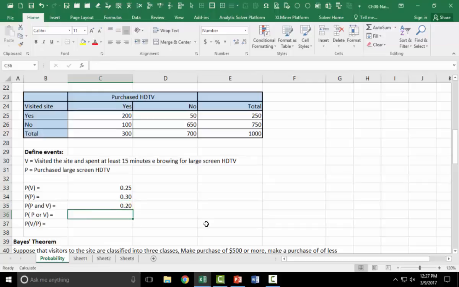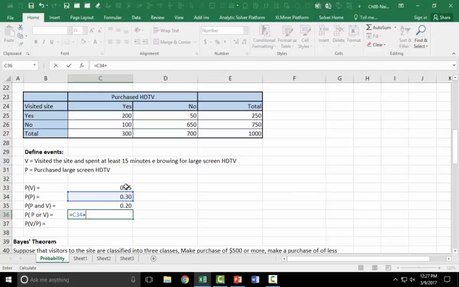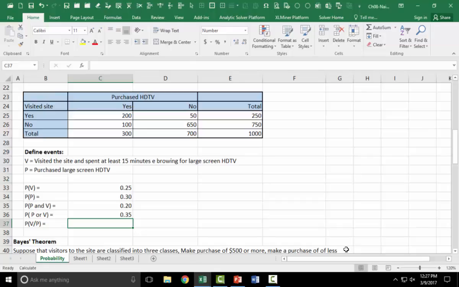Now the union of P and V, or P or V, that is the union, P union V. So the formula for that is the addition rule, where you go probability of P plus probability of V. Now that would include the intersection twice, so you have to subtract the intersection, then you get the probability of the union.